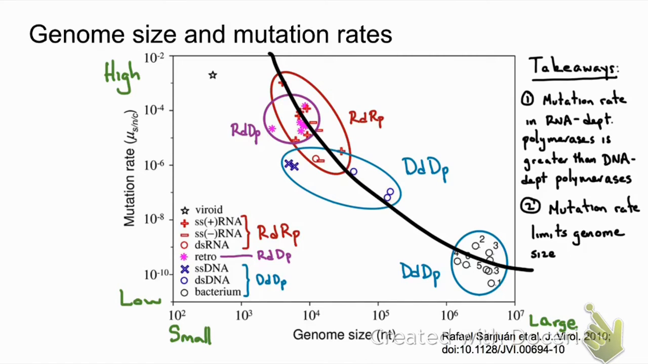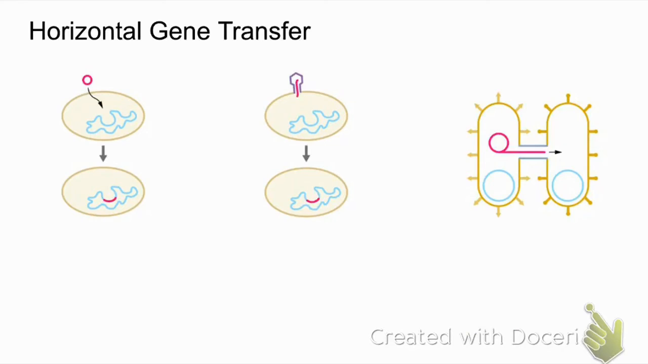The other really important point, again, is that the mutation rate limits the genome size. Organisms with faster or greater mutation rates are going to have smaller genomes. The smaller size of these genomes increases the likelihood that functional viral particles will be produced without containing mutations in them. To finish off this section, I'd like to talk a little bit about horizontal gene transfer.